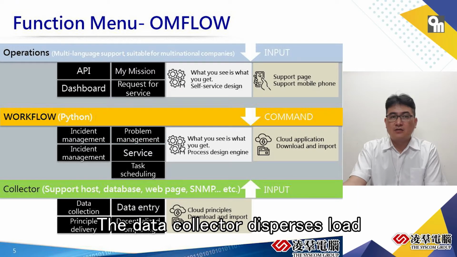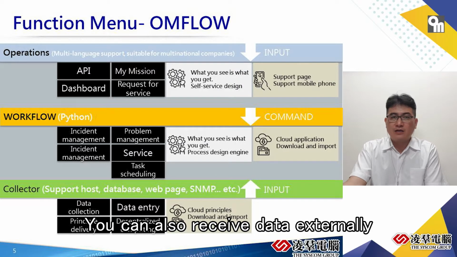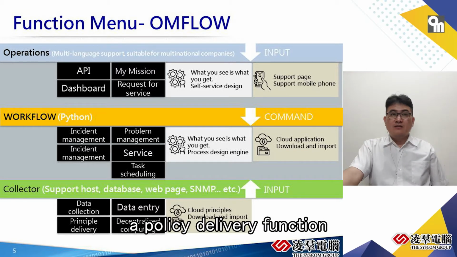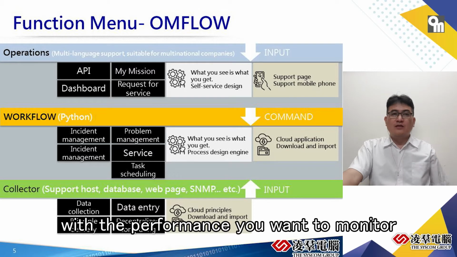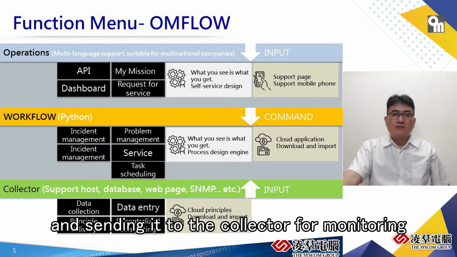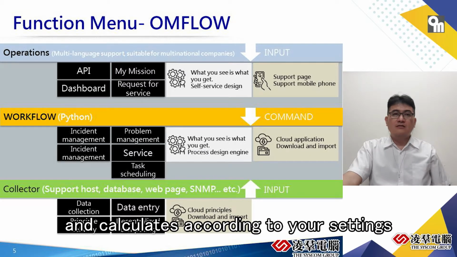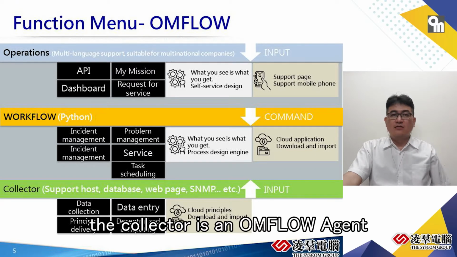The data collector disperses load while collecting system performance data. You can also receive data externally from OMFLOW. The data collector also provides a policy delivery function, such as programming a policy with the performance you want to monitor and sending it to the collector for monitoring. The collector then monitors and calculates according to your settings. In other words, the collector is an OMFLOW agent.